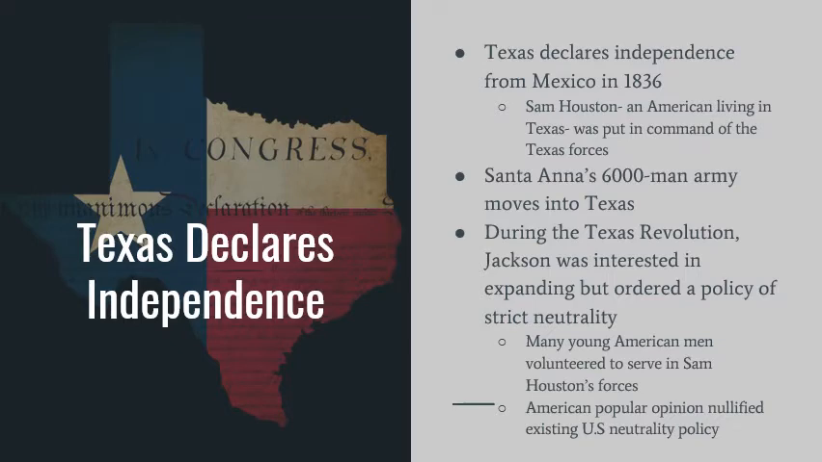In response to General Santa Anna leading an army into Texas, Texas declares independence from Mexico in 1836. Sam Houston, who had fought in the War of 1812, served in Congress, and served as governor of Tennessee, was put in command of the Texas forces. As Santa Anna's 6,000-man army moves into Texas, Sam Houston calls for more men from Texas and from the United States to help fight. But Andrew Jackson ordered a policy of strict neutrality. He wanted to buy Texas, but he didn't want to fight a war over it.